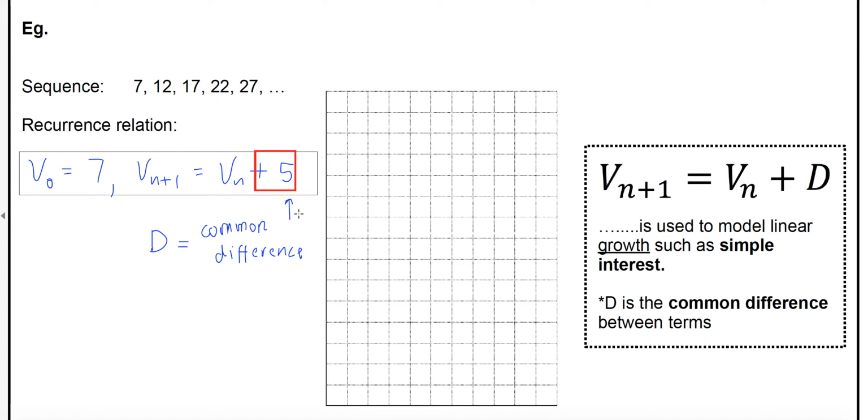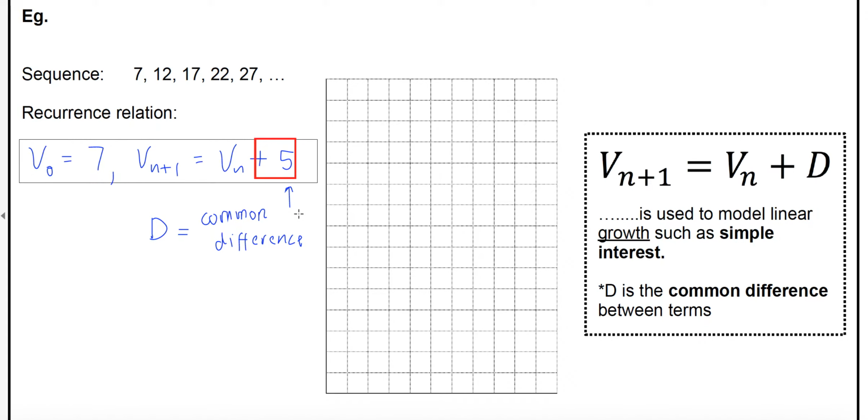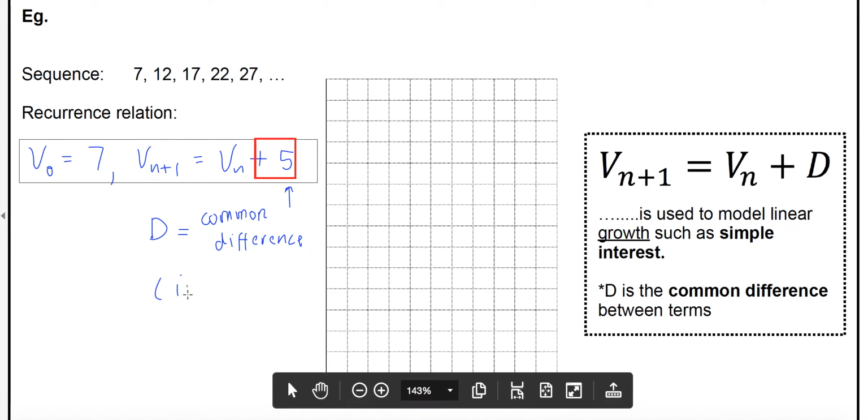In terms of how we're going to use linear growth, we're going to use it to model simple interest, and that little bit that's being added on at the end, that's actually going to represent the interest when we look at simple interest. So I'll just make a little note of that. That bit that's being added is the simple interest.